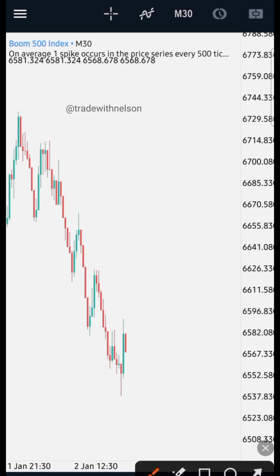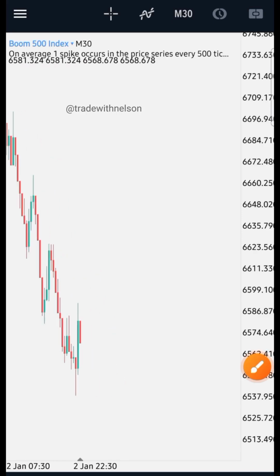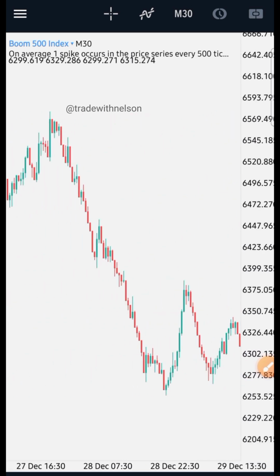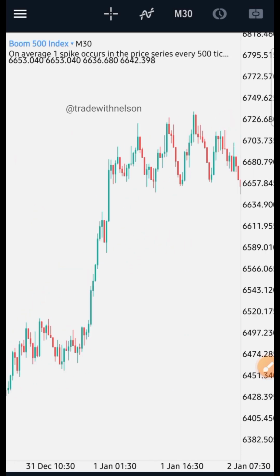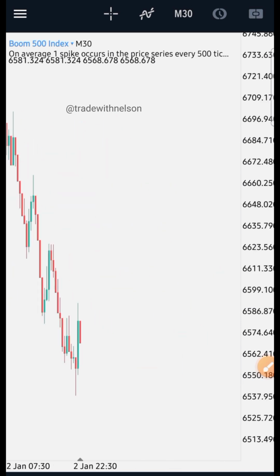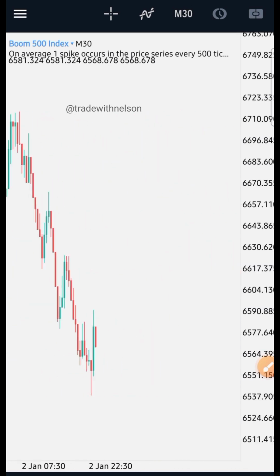So as you can see on my chart, I am on the 30 minutes time frame and I have Boom 500 over here. This strategy is applicable to boom, volatility, jump, or any other markets that you see out there. But how you practice and use this strategy will determine your win rate. And it is very effective.